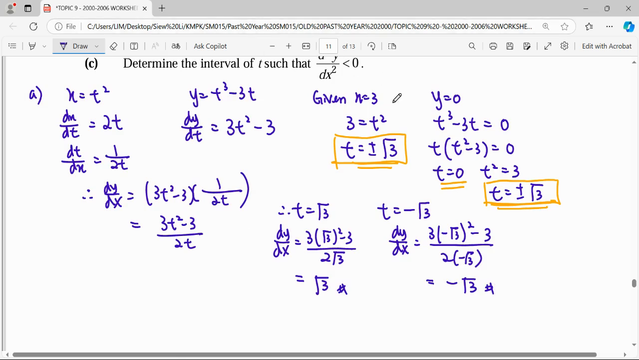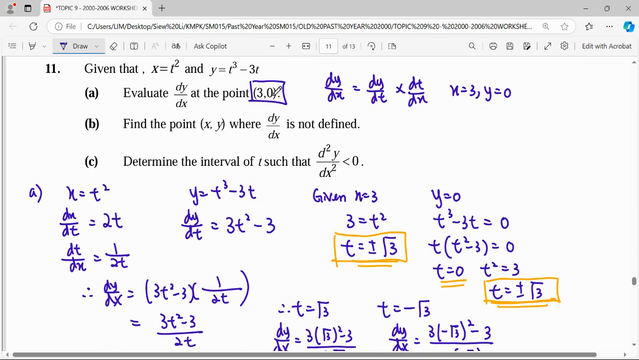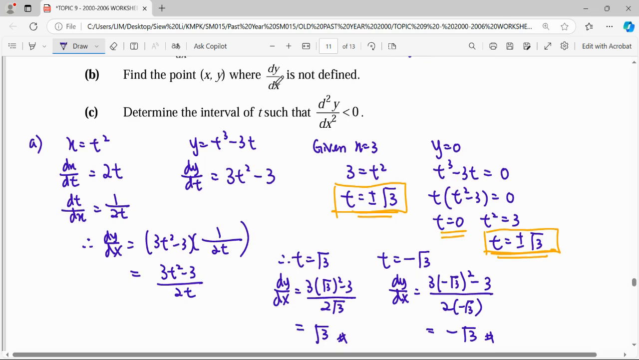So remind here, when you're solving your t value, make sure you pick the t that can generate your x and y together. If you pick t equals 0, your coordinate x no longer is 3. When your t equals 0, the coordinate x is 0. So therefore, it does not fulfill the point. Then we go for question B.